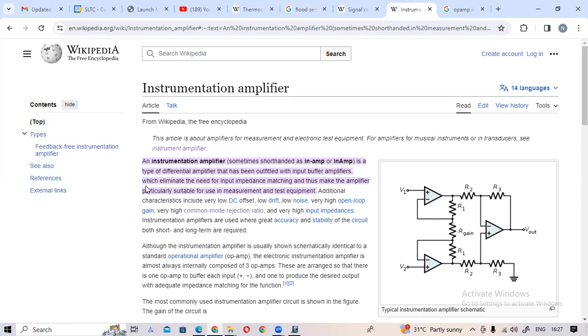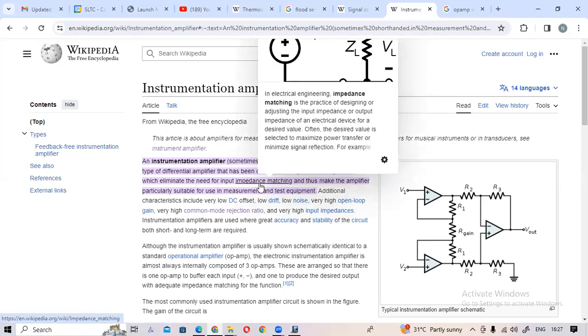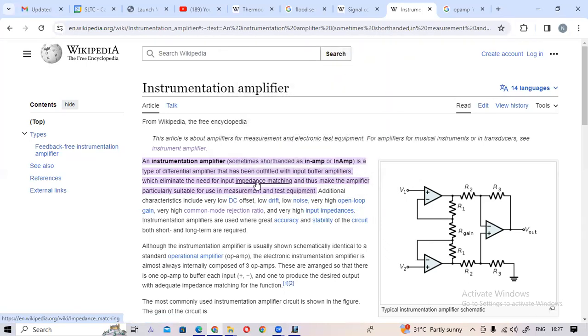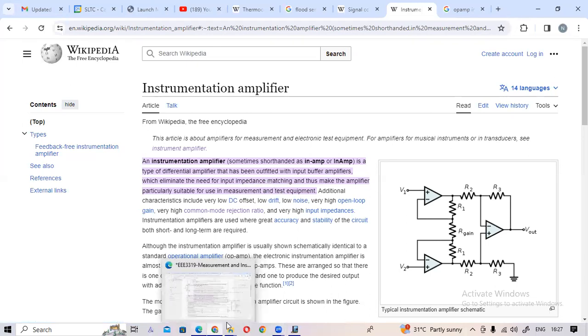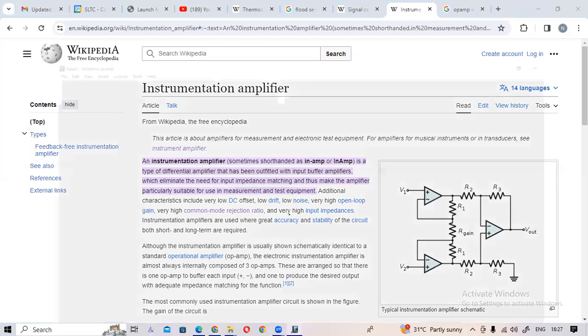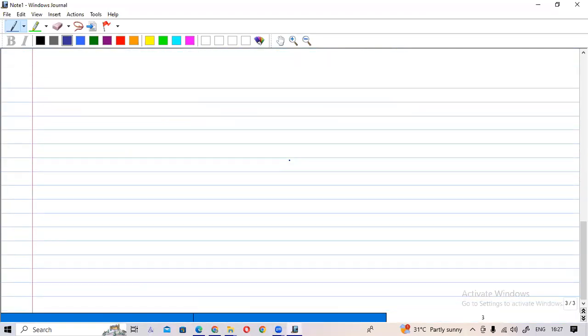So an instrumentation amplifier is a type of differential amplifier. Here it is said input impedance matching. I think power students have no idea about this one. What is this matching? But I hope telecom students have an idea. Input impedance matching. So you know that. So power students also learn this.